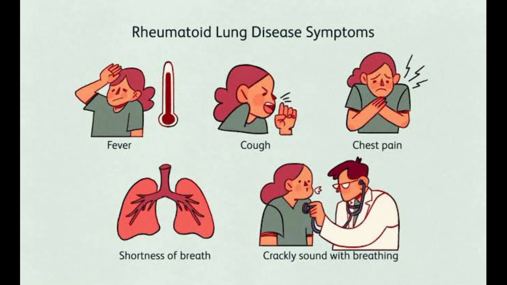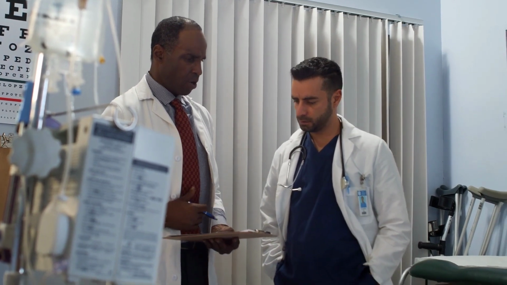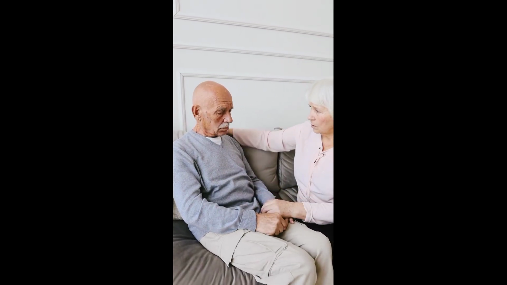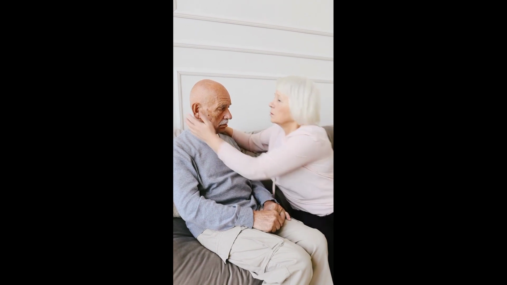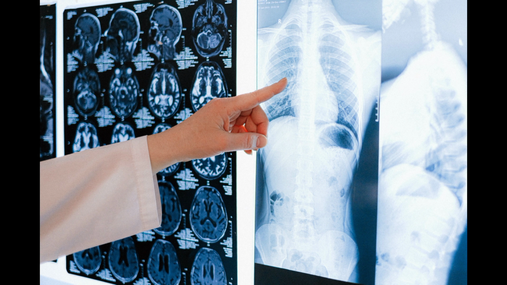Next, we have type 2 respiratory failure, also referred to as hypercapnic respiratory failure. This occurs when the lungs cannot effectively eliminate carbon dioxide from the body. Chronic obstructive pulmonary disease, COPD, severe asthma, and neuromuscular disorders like muscular dystrophy are common causes of type 2 respiratory failure. Now, let's explore some of the common causes that can lead to respiratory failure.